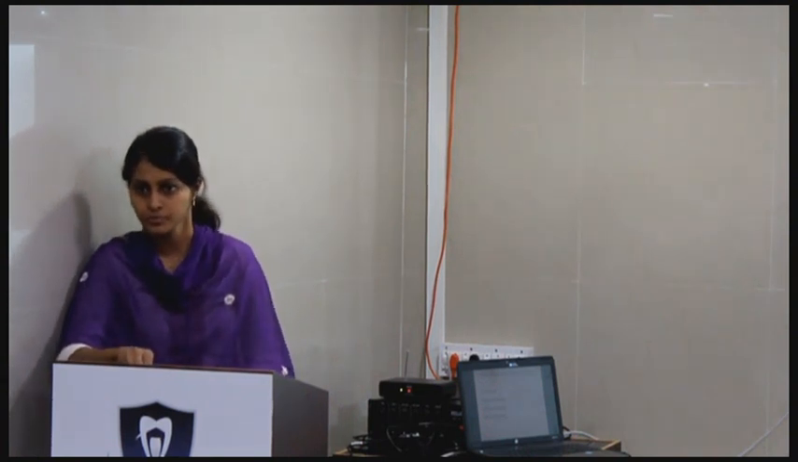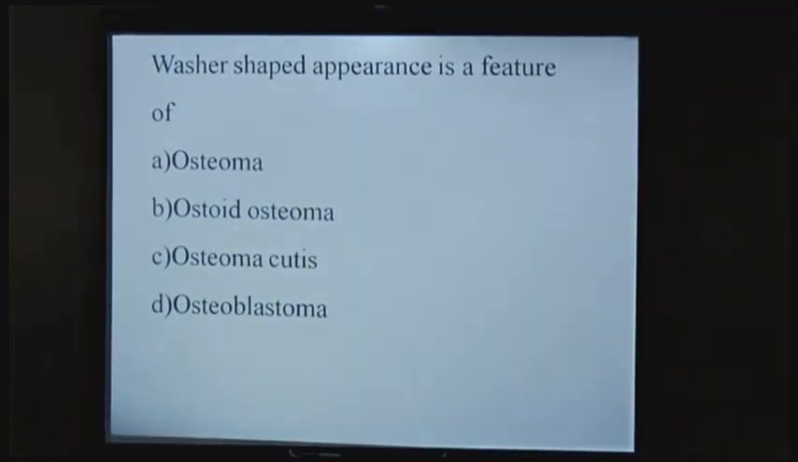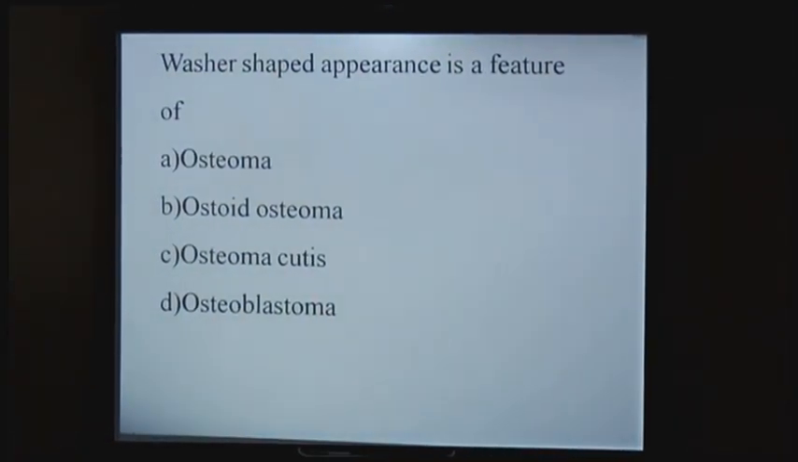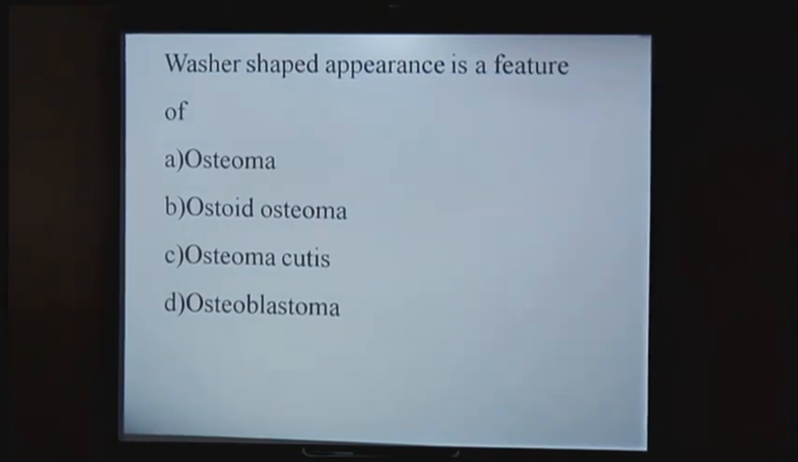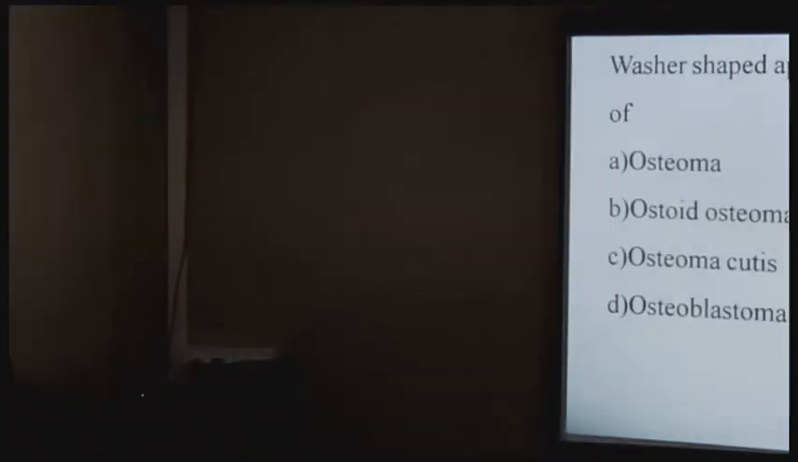Sorry? A normal anatomy also is said to have a donut appearance. What is the foramen in your symphysis? Yes, your lingual foramen surrounded by the genial tubercles gives a donut appearance. Okay. Washer shaped appearance is a feature of osteoma cutis.